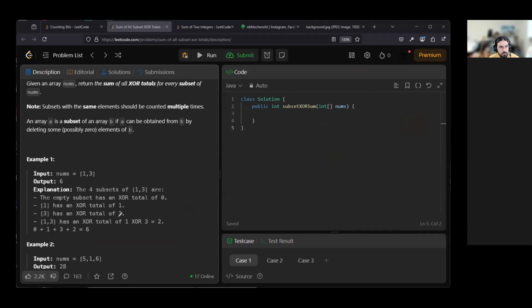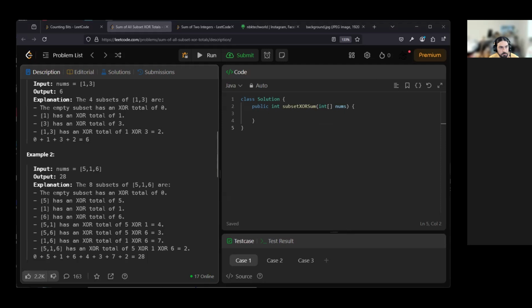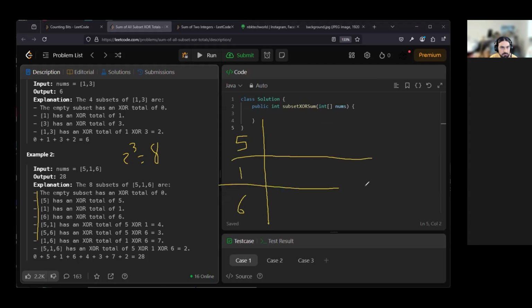If you look at this one here, let me scroll down. That's an example here with 3 elements. If you have 2 to the 3, that's 8 subsets, a bit more tedious to do. But here are all of them. We got 5, we got 1, you got 6. Let's look at the binary representation of these. So 5 is 4 plus 1.